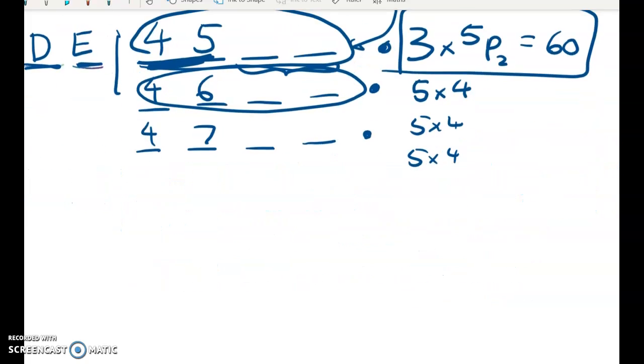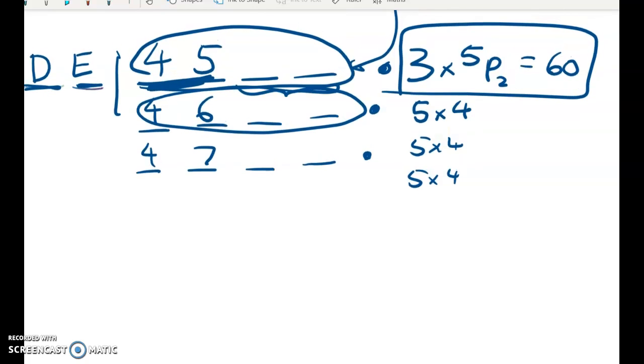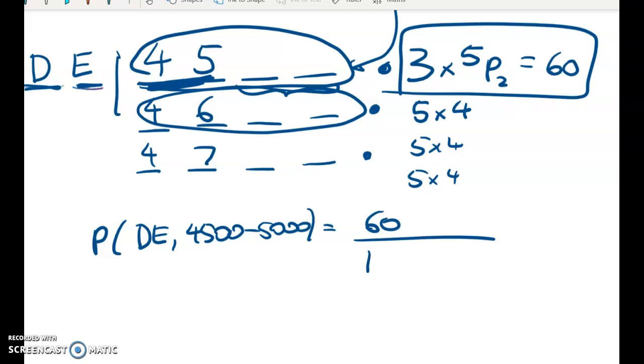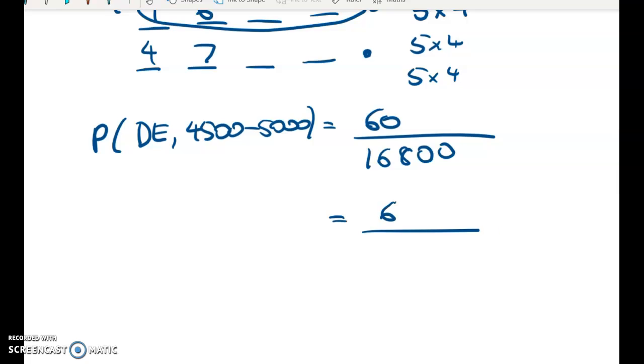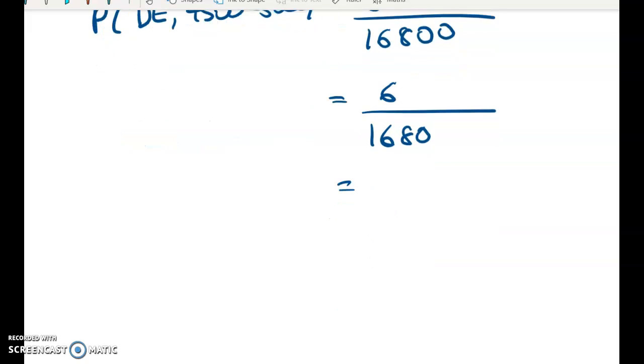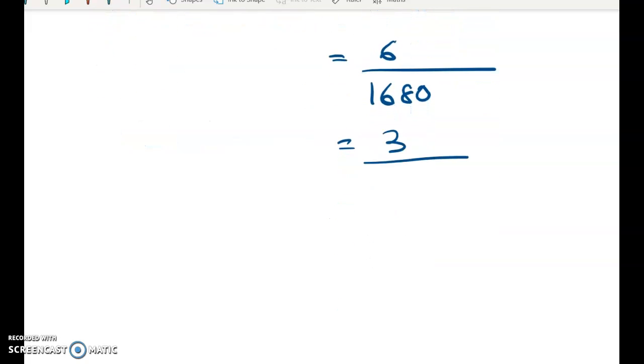Okay, so what does that mean? Well, it means that there are 60 codes out there that have DE and then somewhere between 4,500 and 5,000. So the probability that we have DE and then a number from 4,500 to 5,000 is simply equal to 60 divided by this. Now, I didn't actually look at what that simplifies to beforehand, so let's do it slowly now. So 6 divided by 1680, shove it into your calculator, or we're going to do it slowly, 3 divided by 840 is what I'm getting there. I think that's right. And that won't simplify because I've got a prime number in my top line.